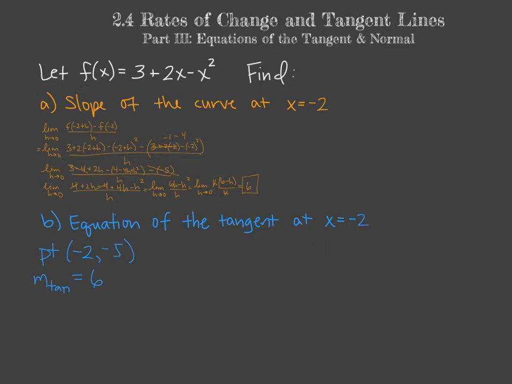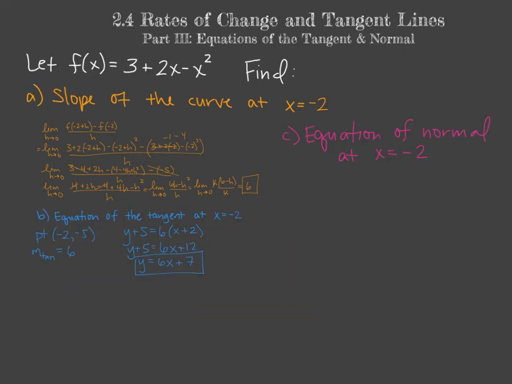Now that we have our point and our slope, we can use point-slope form. So it's y minus -5, or y plus 5, equals 6 times the quantity x minus -2, which is x plus 2. So we'll distribute the 6 through, and we'll get 6x plus 12. Then we'll subtract 5 from each side to get y by itself. So we'll be left with y equals 6x plus 7.